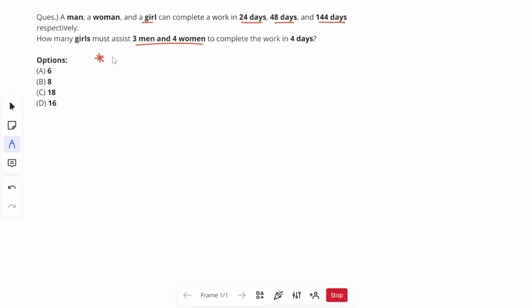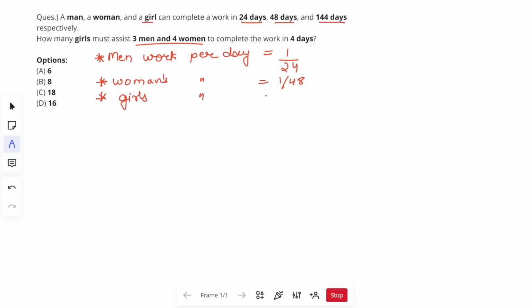First thing that we are told is man's work per day. We can deduce that from the data given. Man, woman and girl can complete the work in 24, 48 and 144 days. Via this we can write it: in one day a man can complete 1 by 24 work. In the same way, woman's work per day is equal to 1 by 48. In the same way, girl's work per day is going to be 1 by 144. Okay, we have noted down these values.